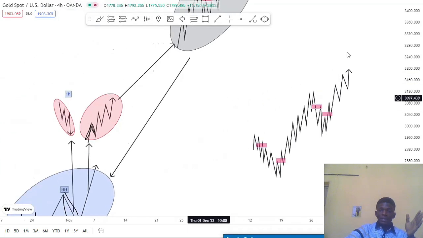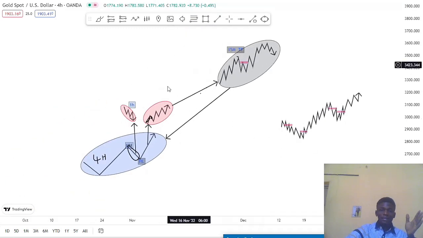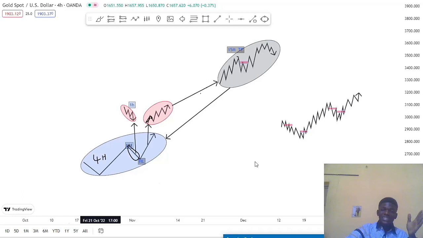I hope you're grasping what I'm relating here, because the point you are seeing here is one of the confirmations. There is no concrete way to pinpoint where this thing will end, so this is when you start gathering confluences. One of the confluences is that there must be a break of structure on the lower time frame.